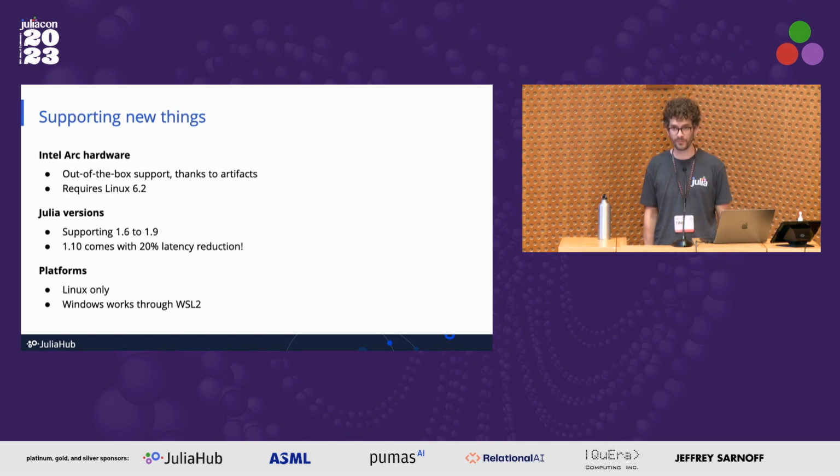We now support Julia 1.6 to 1.9, and 1.10 is also being tested by CI and will come with a nice 20% latency reduction. This, of course, is not specific to oneAPI.jl, but nonetheless, it's a nice feature to boast about. Platform-wise, we only support Linux. Windows could theoretically be supported, but as mentioned in a previous talk, that's not really of interest to this audience. And if you really need to use Windows, I've heard it's possible to use our Linux binaries through WSL2.